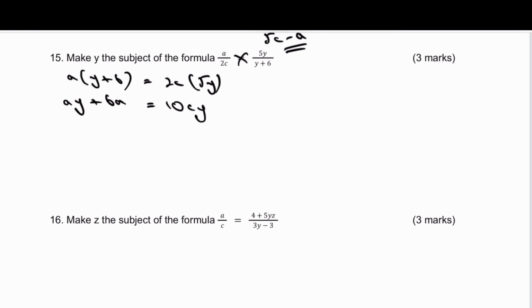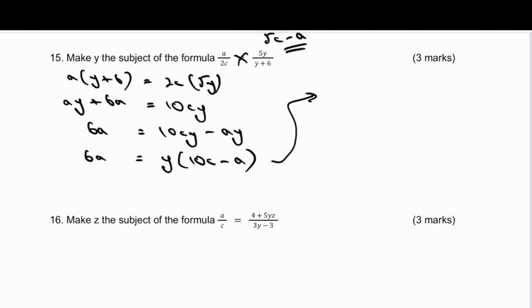I'm going to do what I did before on the second part of question number 14, in that I'm going to take my ay term over towards the right hand side, because then I get a 6a, which is positive, which is good, and I've got 10cy minus ay. I'm then going to factorise for y, and I get 6a equals y times 10c minus a, and then I can just divide through by 10c minus a, and I can write that as 6a all over 10c minus a equals y, and you'll see that's just a little bit neater than having a negative 6a term. Okay, so hopefully that's all right for you.